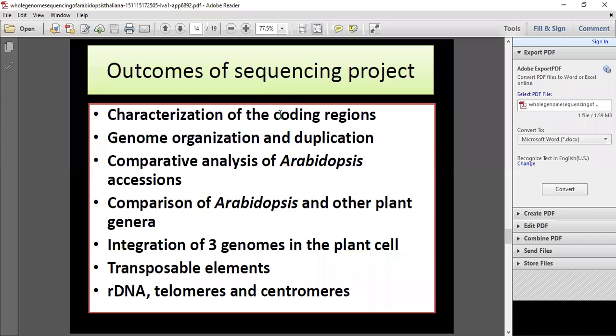What are the outcomes of the sequencing project? It's mainly to characterize the coding region, genome organization and duplication, comparative analysis of Arabidopsis. So we can also do comparative analysis. Because when you study the sequence of every organism, you also study comparative genomics. So by doing BLAST and similarity analysis, you can study comparative genomics also.